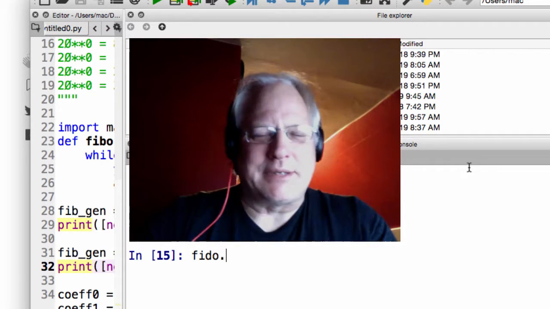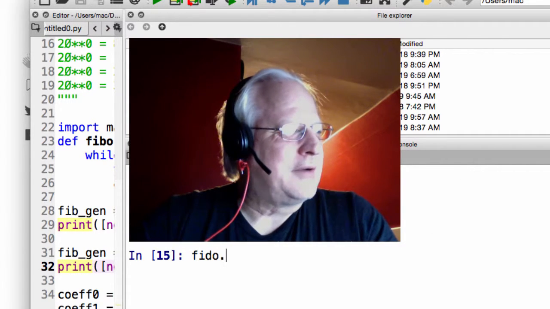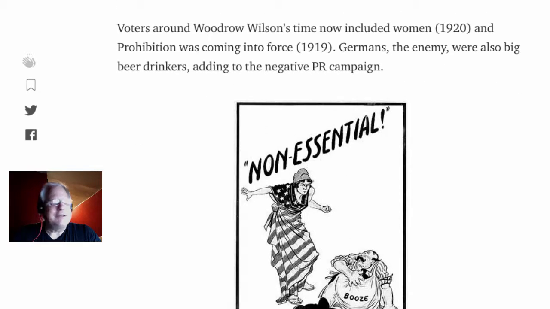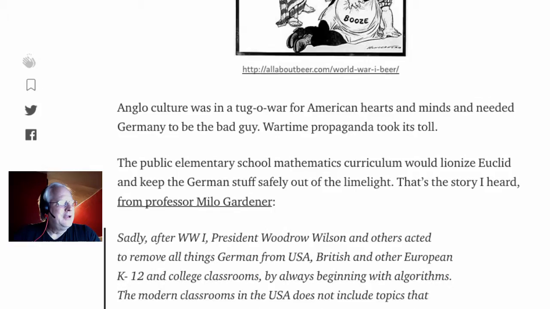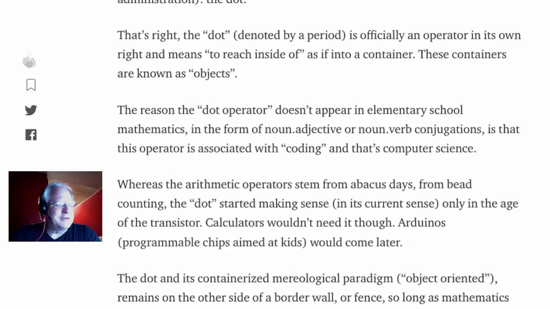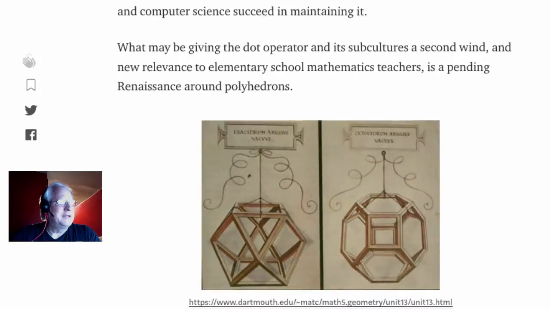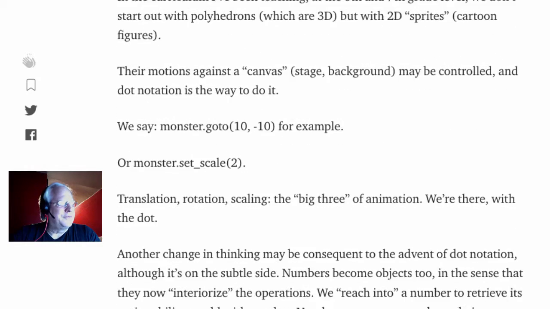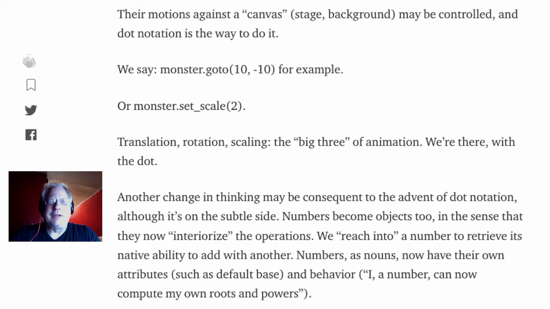So that's what my essay is about, this kind of weird one. And I talk about the politicization of math because I want to say that the dot is caught up in politics too right now, as are polyhedrons. It's nothing new that math would be kind of a battlefield. And I think they don't teach that.